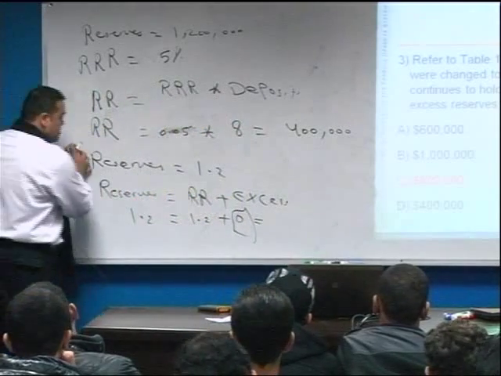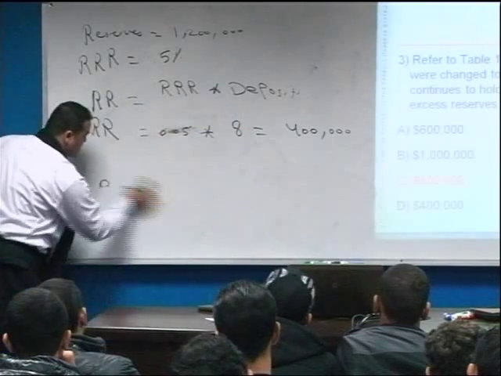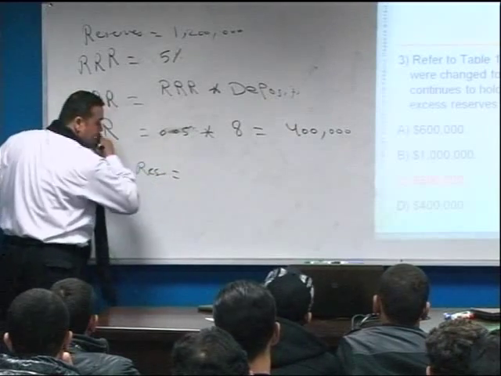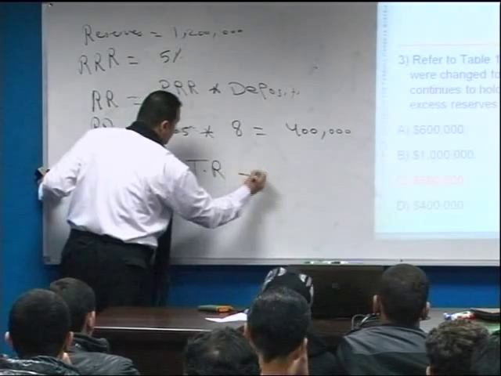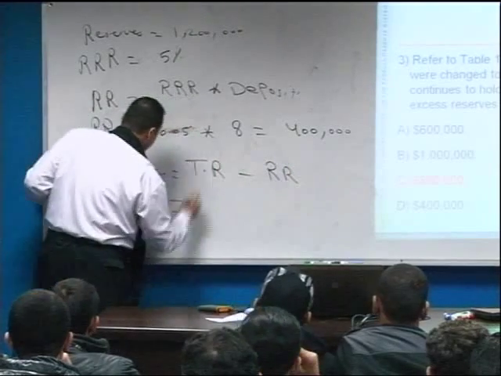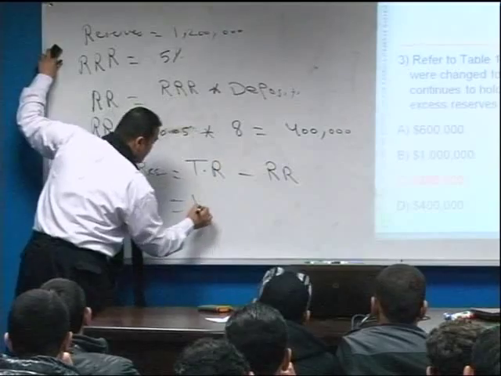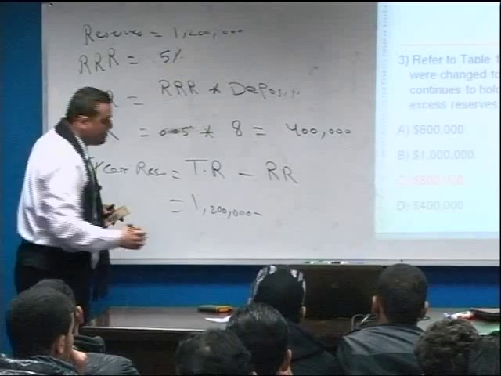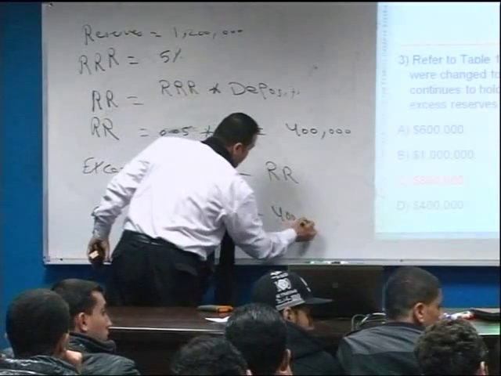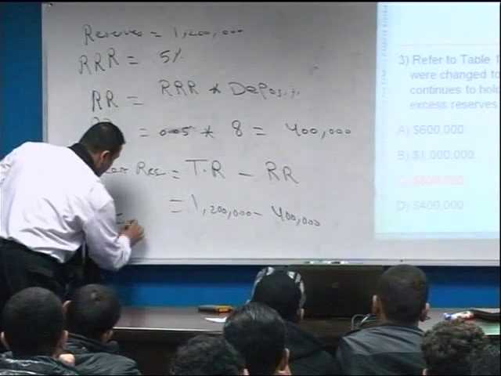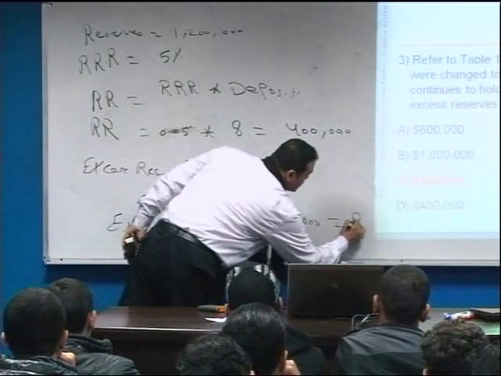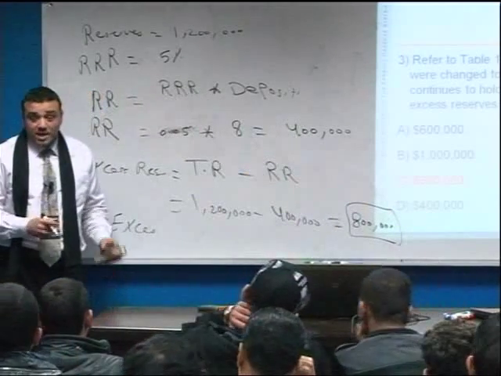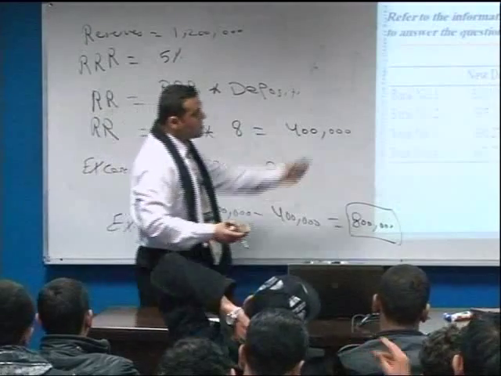So the excess reserves equal the total reserves, 1,200,000, minus the required reserves. So the excess reserve equals $800,000. Right? Is it difficult? Okay.